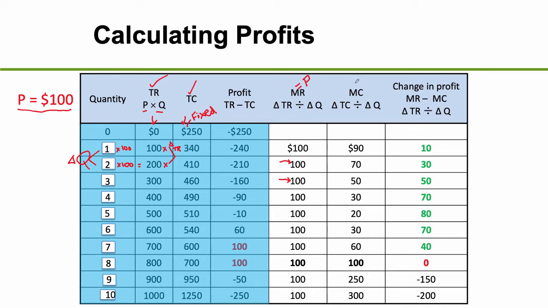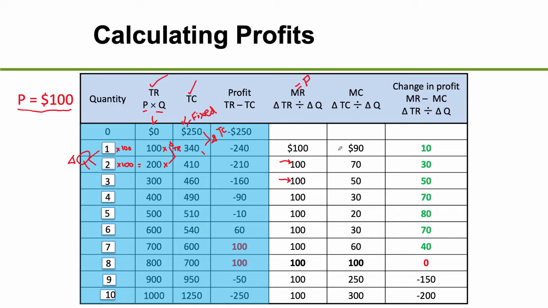Now our marginal cost is the change in total cost divided by change in quantity. Now let's go here. We see the change in output is still 1. We go from 0 to 1. And our change in cost is 90. This is our delta total cost. We go from 250 up to 340. That's an increase in cost of 90, and that's our marginal cost.